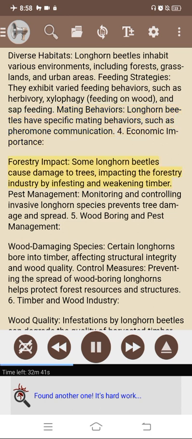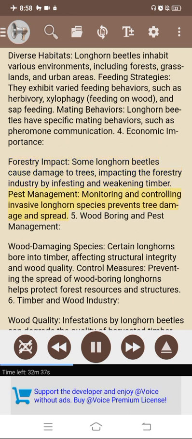4. Economic importance. Forestry impact. Some longhorn beetles cause damage to trees, impacting the forestry industry by infesting and weakening timber. Pest management. Monitoring and controlling invasive longhorn species prevents tree damage and spread.